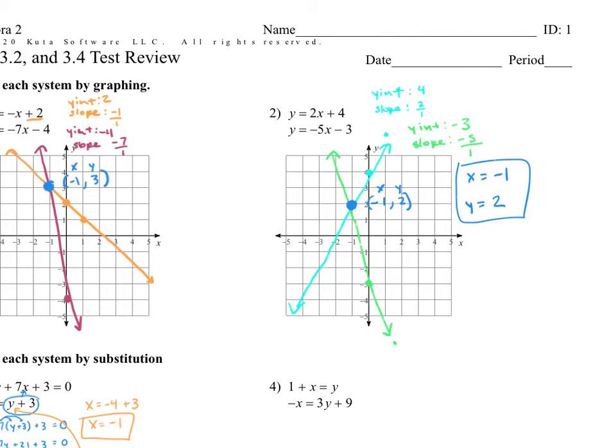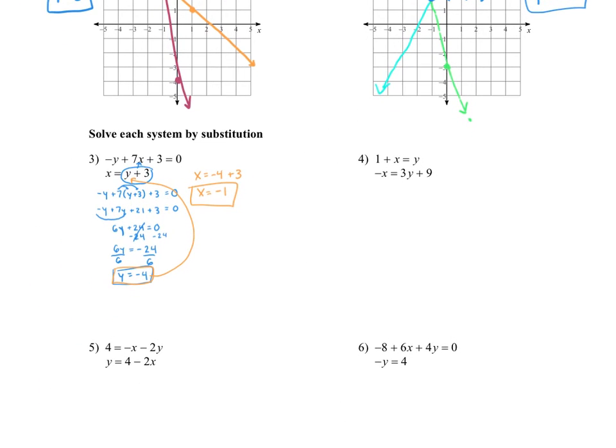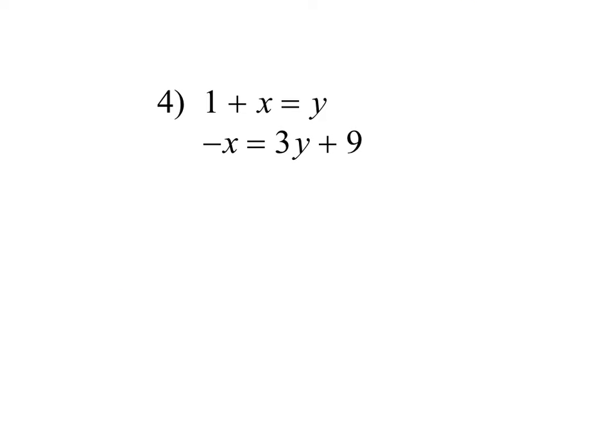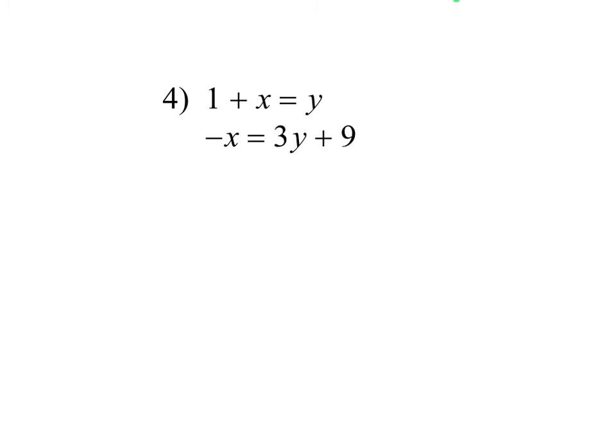Alright, so we did 1, 2, and 3 in class yesterday. So let's look at number 4. We're solving by substitution. That means we're going to take something in one equation and plug it into the other one. Here we already have y equals, so we're going to take this and plug it in for y. So -x is equal to 3 times 1 plus x plus 9. I just substituted 1 plus x in for y.